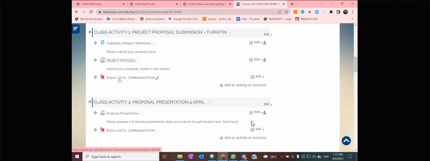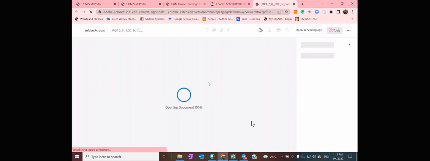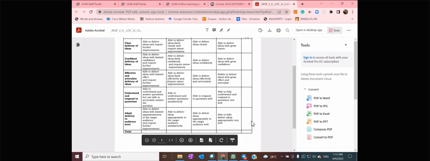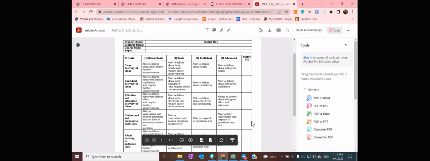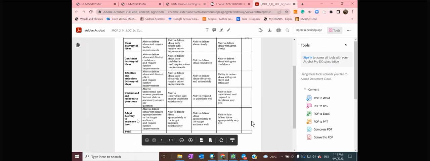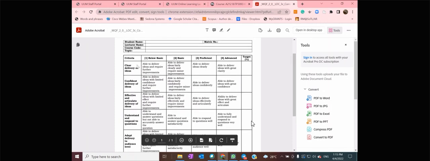Okay, so let's take a look at the rubric, how I'm going to mark your submission of proposal here. Let's see. I'm going to measure your proposal submission in terms of a few elements. There are five elements here. So in terms of criteria, clear delivery of idea.